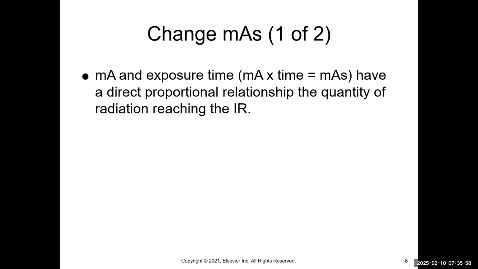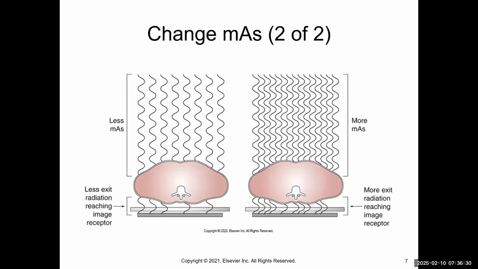So MA and exposure time are combined, MAS, have a direct proportional relationship. I didn't do this. This is the publisher leaving out words. Y'all see that? It's a directly proportional relationship to the quantity of radiation reaching the IR, which just simply means that if you double any one of those or the combination total, then it's going to double the amount of quantity that's going to reach the IR.